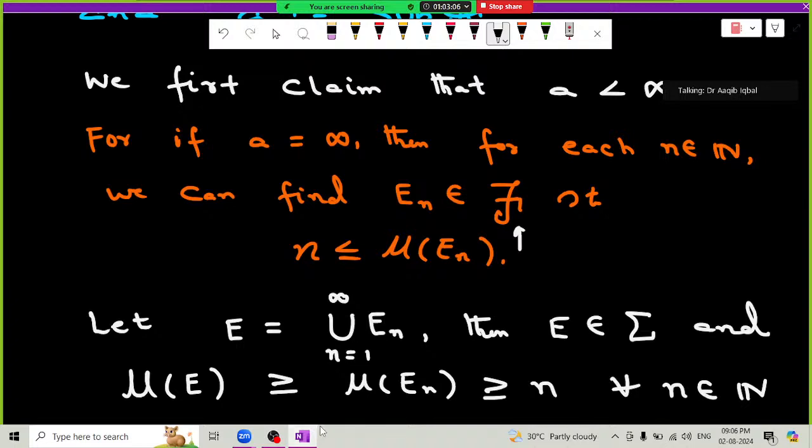मतलब mu of E will be greater or equal to every natural number. क्यों होगा ऐसा? ये तो मैंने आपको बताया कि कैसे आता है. mu of En जो है ये कैसे होगा greater or equal to n, because this is how we introduce these Ens. My question to you is this: why this is true? Why mu of E is greater or equal to mu of En?